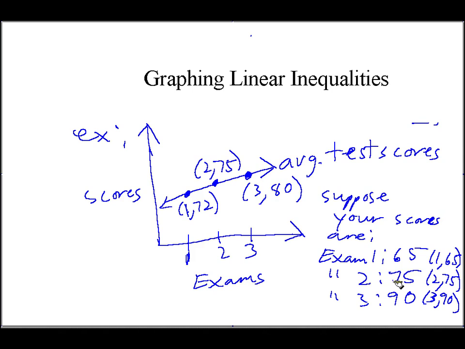So let's look at the first exam. If you scored 65 on the first exam, are you above the line or below the line? Well, since the average on the first exam was 72, and your first exam was 65, you're down here. You're below the line. Exam 2, you scored 75. Well, that means you're right at the average of 75. That means you're on the line. And exam 3, are you above the line or below the line? Well, the average was 80, but you scored 90, so therefore you were well above the line, well above the average on the third exam.